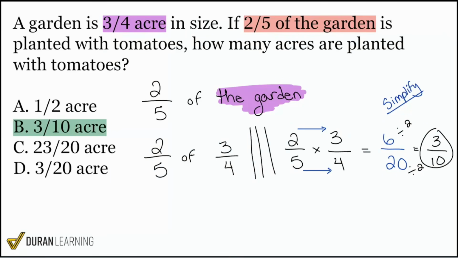But I want to show you one more way to do this before we move on. I want to show you the technique of simplifying before you actually multiply. Let me show you the same arithmetic. We have 2/5 multiplied by 3/4.